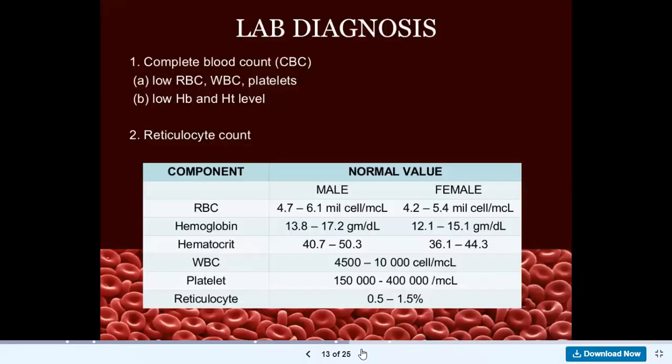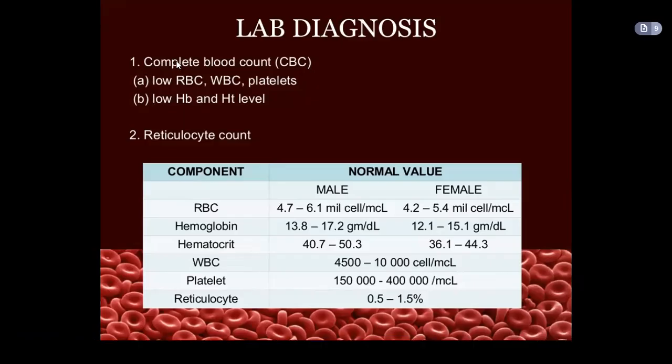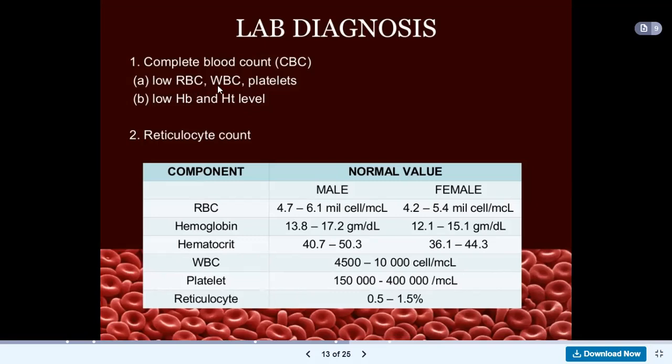So laboratory diagnosis, how do you diagnose that a patient has aplastic anemia? So you need to do what we call the complete blood count. When you do the complete blood count, you are going to see pancytopenia, meaning there would be low red blood cells, low white blood cells, and low platelets. So there will be thrombocytopenia, leukopenia, and anemia. And of course, you will see low hemoglobin and low hematocrit level.